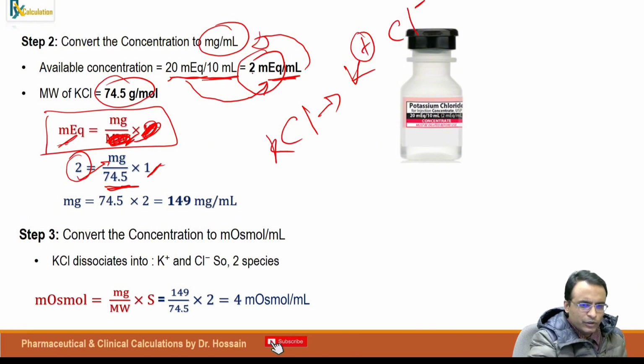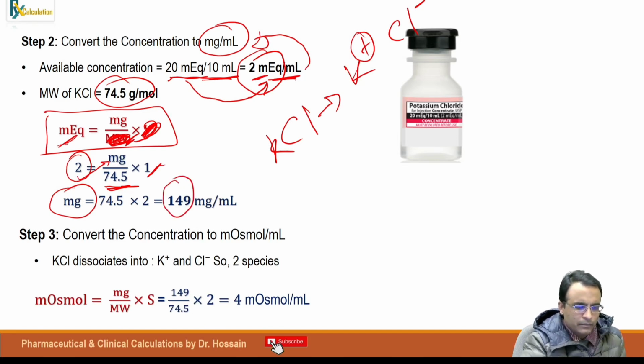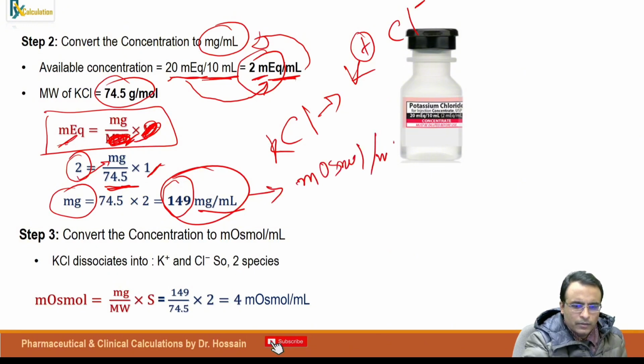So the concentration is 2 milliequivalent per milliliter. So when you plug in 2, you just have to rearrange the equation to solve for milligram, which is 149 milligram. That means 149 milligram per milliliter. So using these concentrations, you can convert this 149 milligram per milliliter to mOsmol per milliliter, because you already know the weight of the substance in milligram.